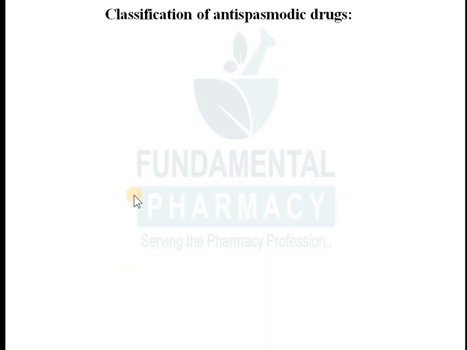Classification of antispasmodic drugs. Antispasmodic means those which will relieve unwanted contraction of your smooth muscle. If the smooth muscle in your stomach or intestine contracts, what will happen in your stomach? There will be pain. That is known as spasm, unwanted contraction of muscle.